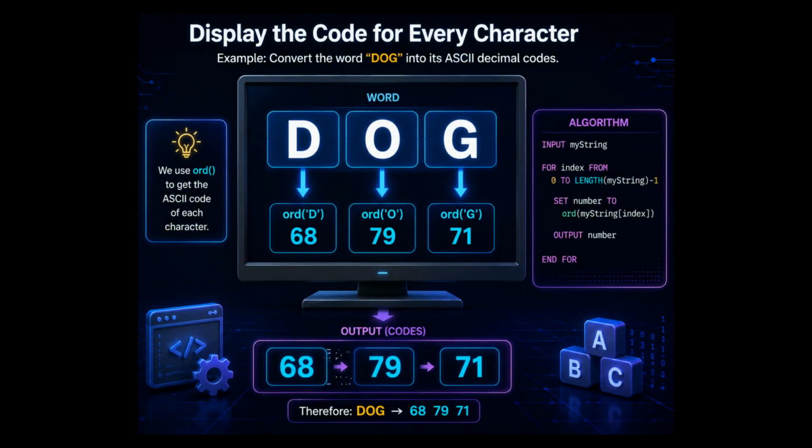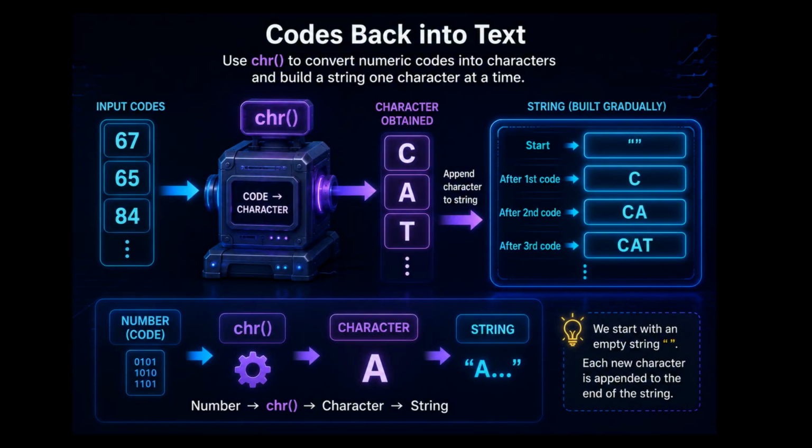Now let's try another example. This time we have the word dog. We want to display the numerical code for every character. First, we take the letter D. Using ORD D, we get 68. Next, we move to the letter O. ORD O gives us 79. Finally, we take the letter G. ORD G gives us 71. So the word DOG is converted into 68, 79, 71. The loop allows us to process each character one at a time and use ORD to find its numerical character code.